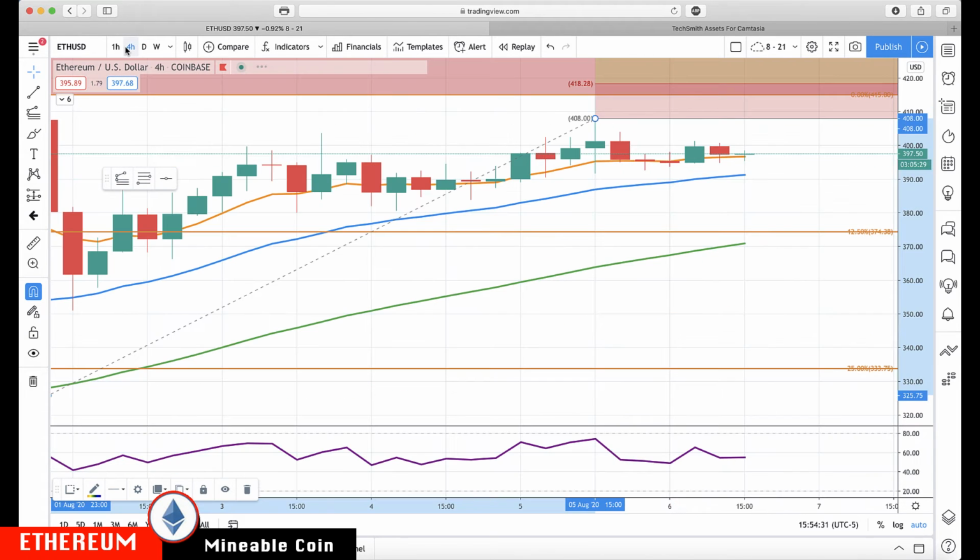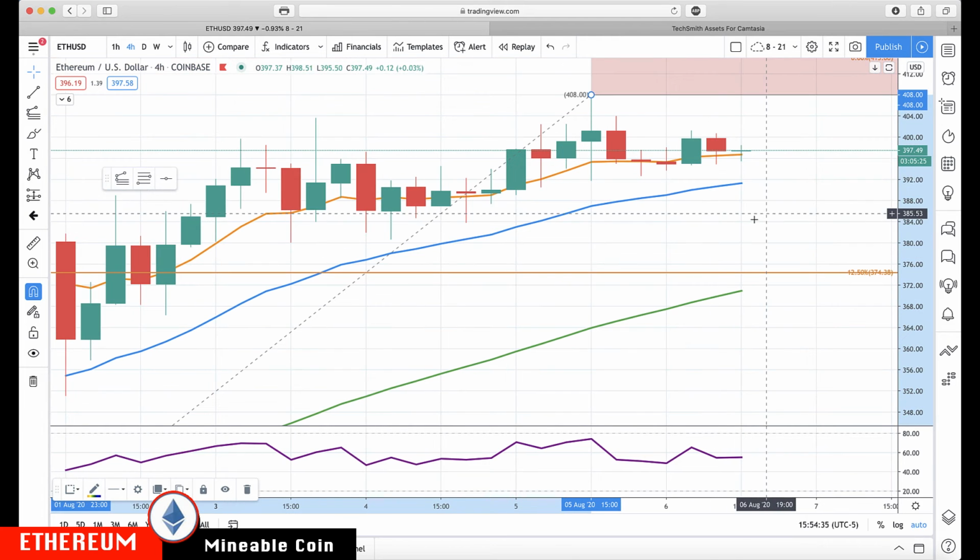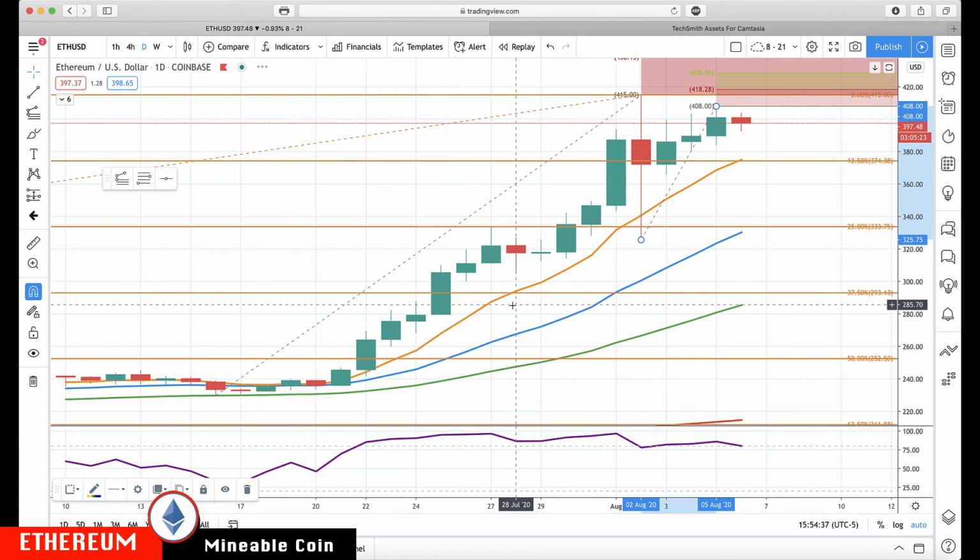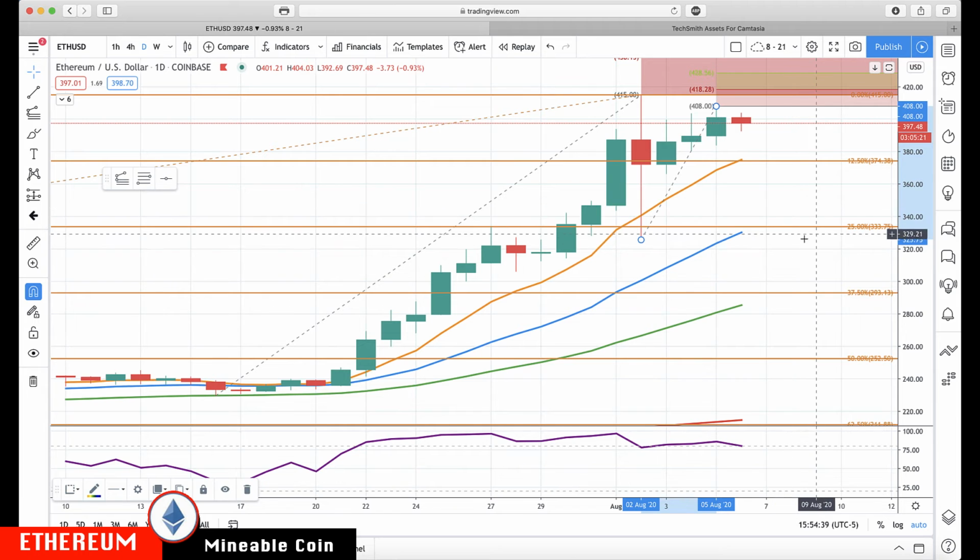Let's see just on the 4 hour. And then we've got the 50 period exponential moving average coming in there. So that's the area you don't want to ignore. A bigger drop would be all the way back to about 335.